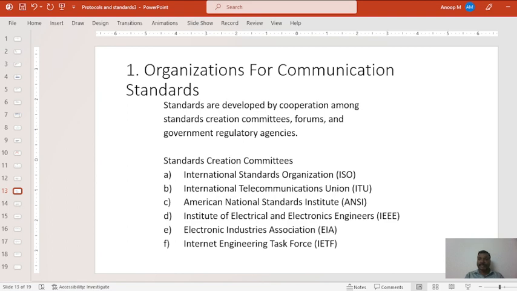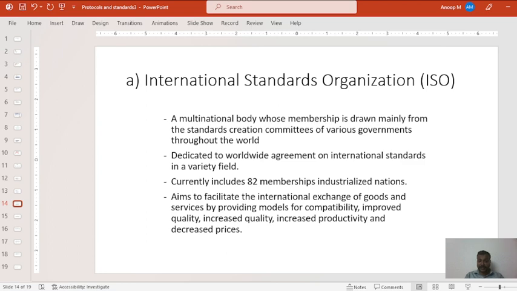Some of the organizational standards are ISO, International Standard Organization; ITU, International Telecommunication Union; ANSI, American National Standard Institute; IEEE, Institute of Electrical and Electronic Engineers; EIA, Electronic Industries Association; and IETF, Internet Engineering Task Force. These are some of the common communication standards that we are going to see now. ISO means International Standard Organization. It is a multinational body whose membership is over 82 industrialized nations, which is dedicated to worldwide agreement.